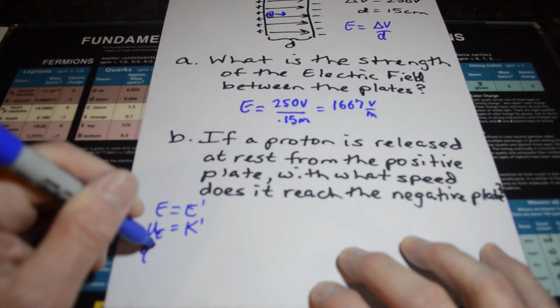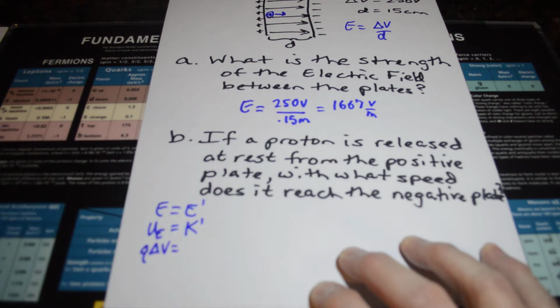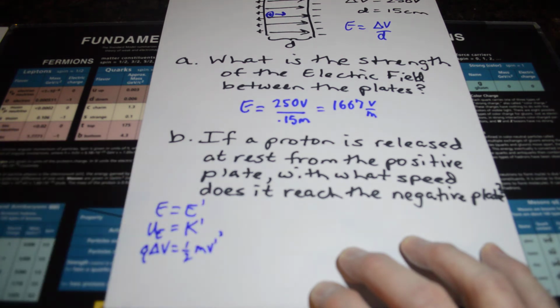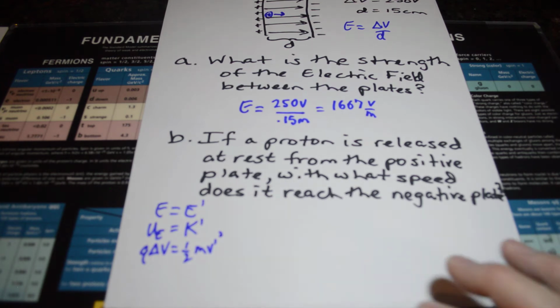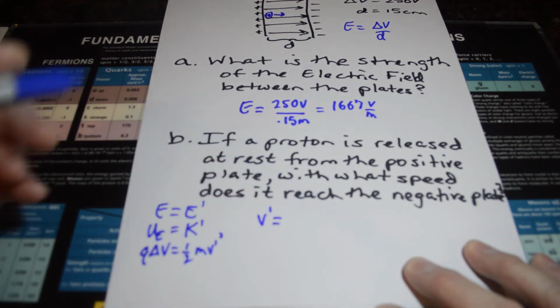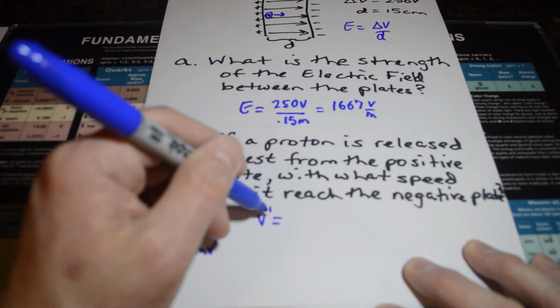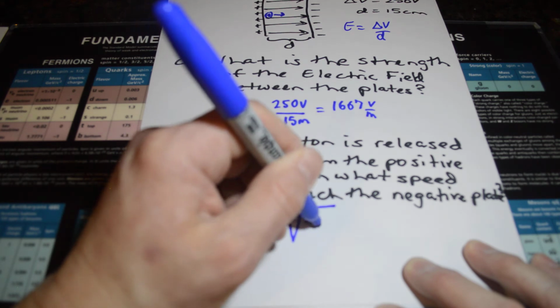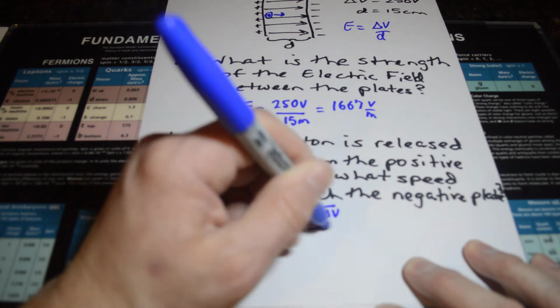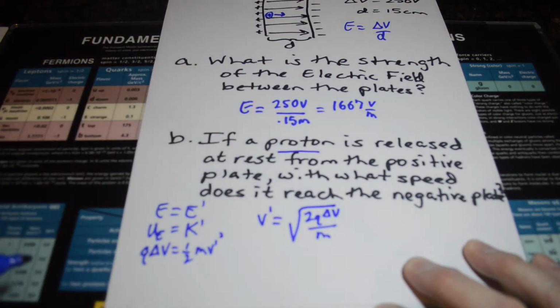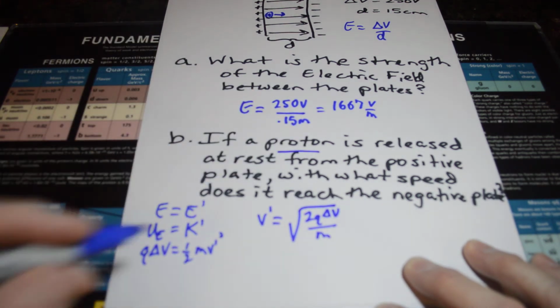So this would be qΔV, like we had in the other problem, is equal to 1/2 mv squared. You would have to look up on your formula sheet what some of these data would be. The velocity, if I move things around, is the square root of 2qΔV over m, where the charge is that of a proton and the mass is also the proton.